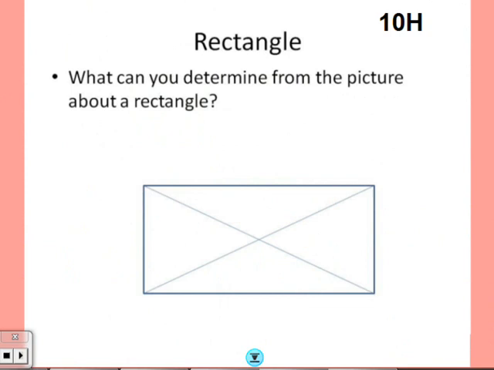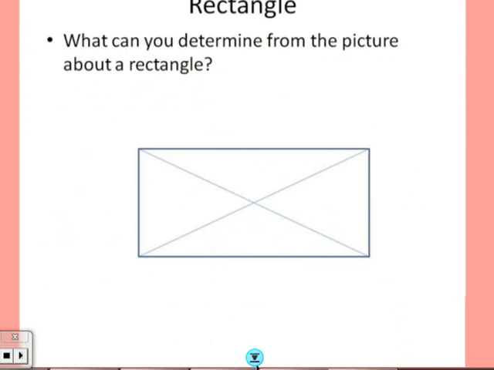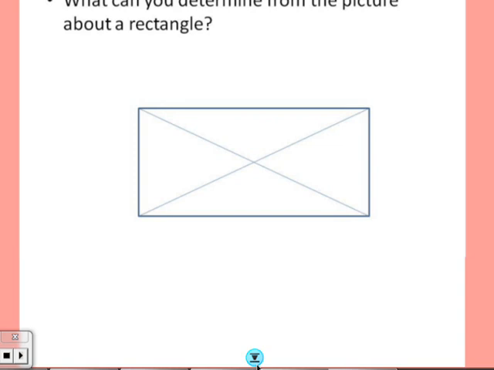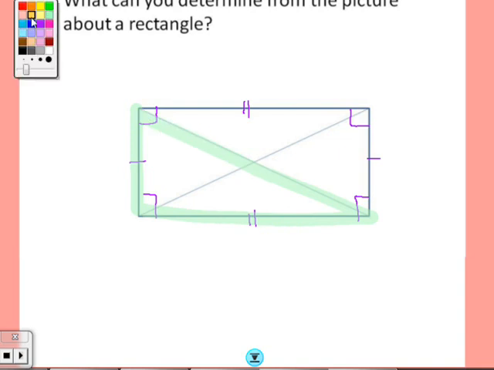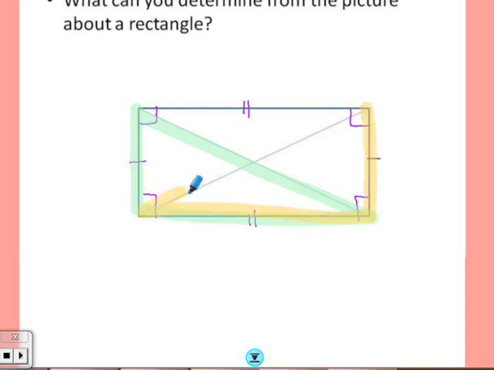So what can you determine from the picture about a rectangle? We're going to label stuff we know and see if we're able to determine something about a rectangle from the picture. So we know we have 4 right angles. We know that the opposite sides are congruent. From here, I want to show you something. We know stuff about the diagonals bisecting each other also, but this is where we have enough now that I want to show you something. We have one triangle right here. And then we have another triangle right here.